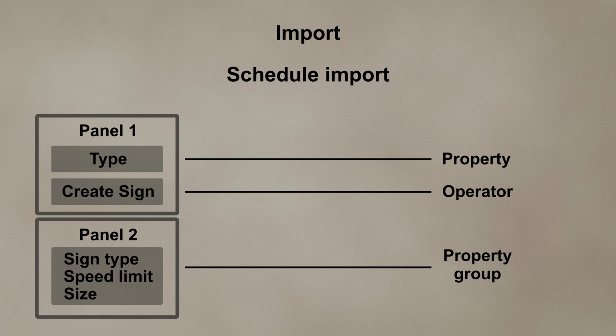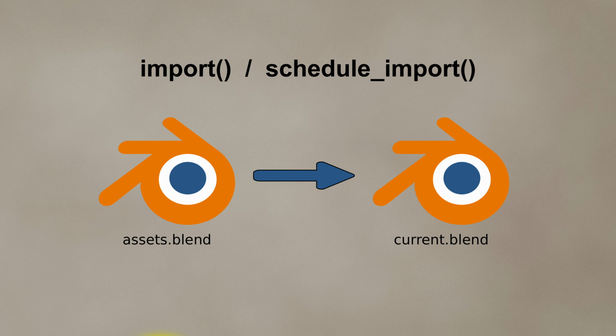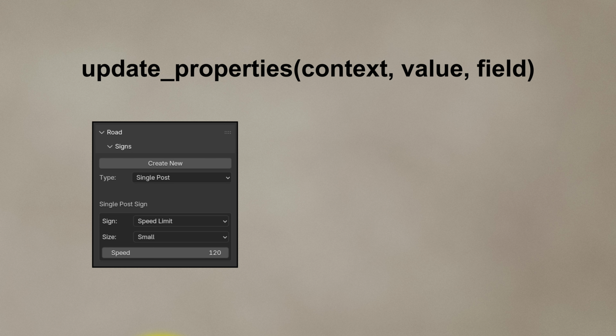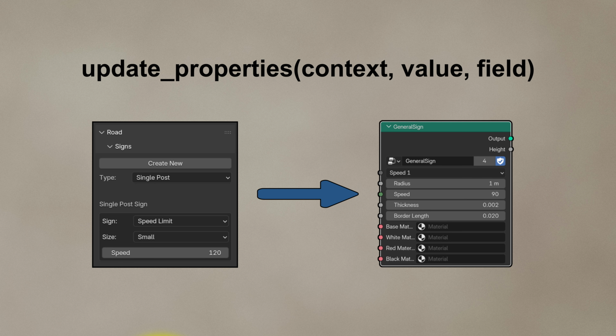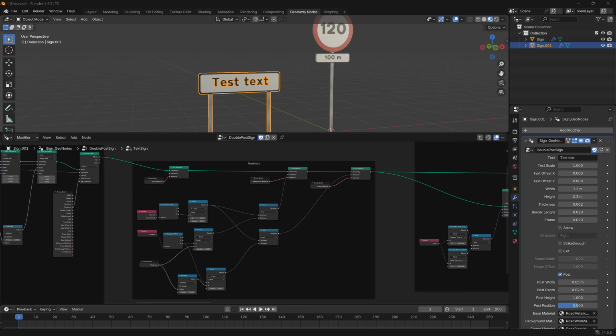Besides Blender's internal classes, we'll mainly program four functions: import assets and schedule import. This will bring the resources from a Blender file to the current project. Update properties. This takes the value entered by the user in the panel and sends it to the corresponding input socket to update their parameter. Sync geometry node to property group. This will sync the geometry node values with the property group. It will run every time the active object changes, so the same property group can display values from any sign in the scene.